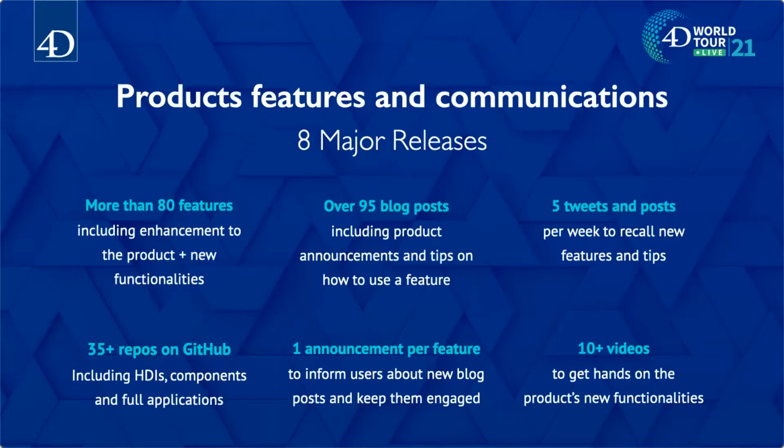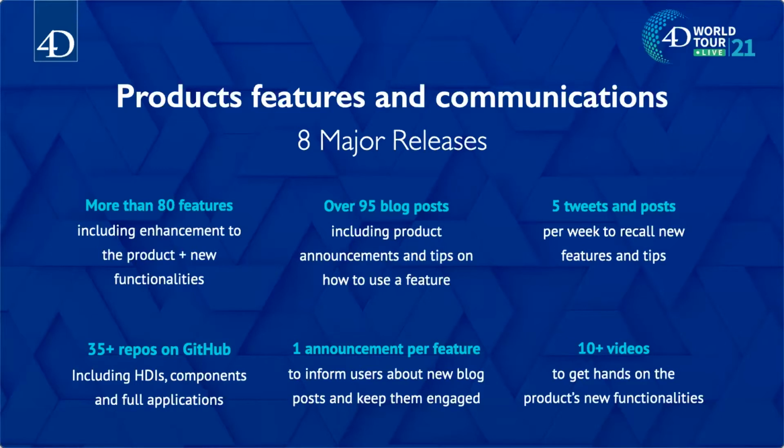To give you an idea of the work completed in 2020, the product and engineering teams produced 8 major releases, 4 LTS, or long-term support versions, and 4 feature releases. In only 1 year, from V18R2 to V18R5, more than 80 new features were specified, developed, tested, and delivered. More than 95 blog posts were made to describe the use of these new features. How-do-Is, components, and full applications were added to the repository on Git.